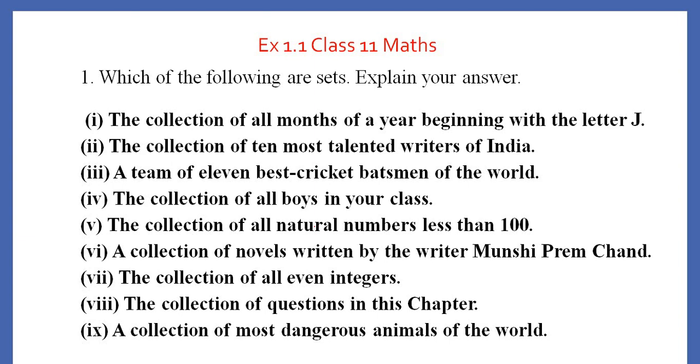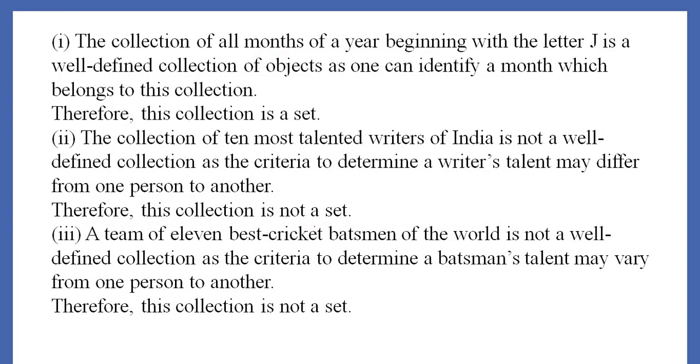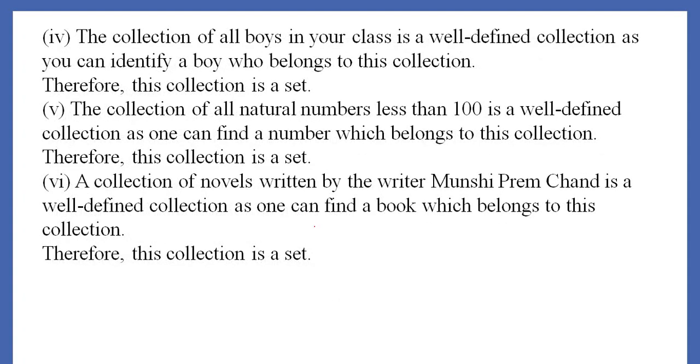Now move to the next question, question number 5. The collection of all natural numbers less than 100. Now, the collection of all natural numbers less than 100 is a well-defined collection, because one can easily find a number which belongs to this collection, like 1, 2, 3, 4 up to 99. All the numbers are natural numbers as well as less than 100. Since this is a well-defined collection of objects, therefore this collection is a set.